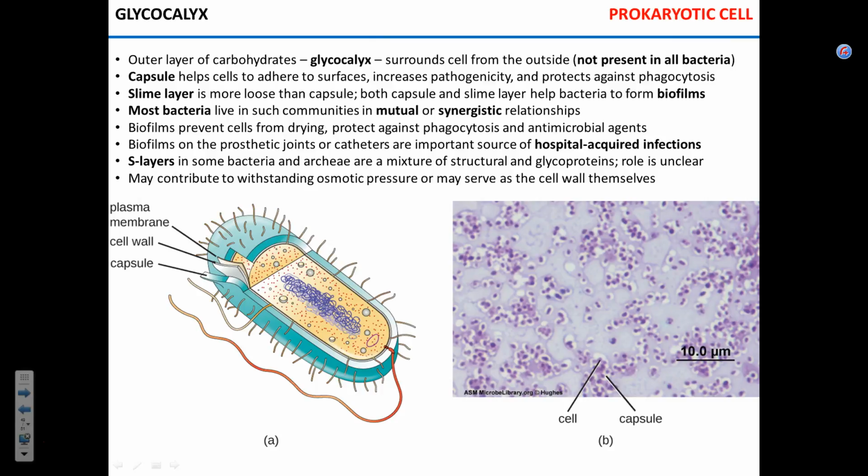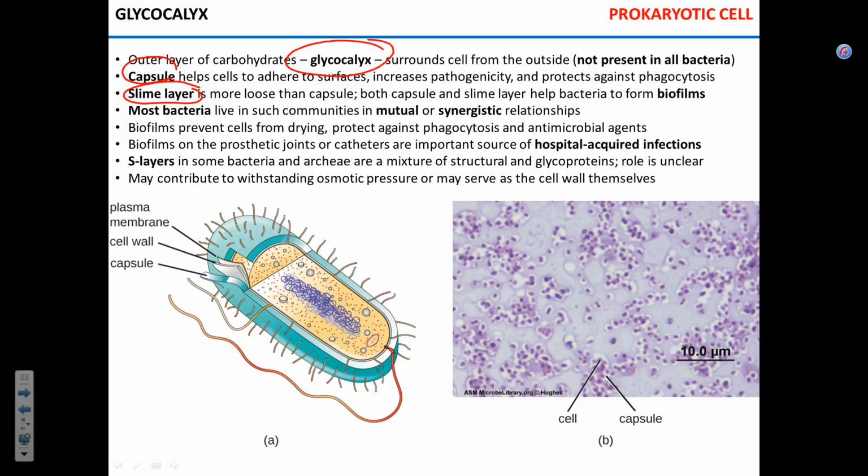Now we go into more and more outside of the cell. We're finished with the envelope. Almost. The last thing to talk about here is the glycocalyx. It's a layer, usually of carbohydrates, that surrounds the cell from the outside. And it's not present in all the cells. Okay? So it may have two distinct forms, the form of capsule and the form of slime layer.